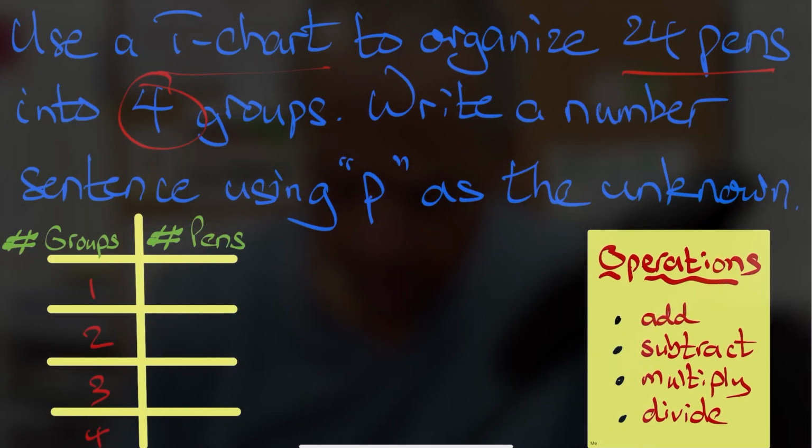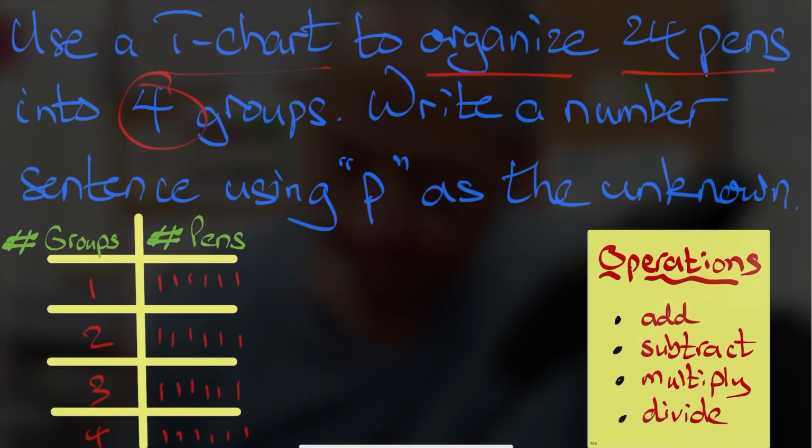So 1, 2, 3, 4, 5, 6, 7, 8, 9, 10, 11, 12, 13, 14, 15, 16, 17, 18, 19, 20, 21, 22, 23, 24. So now I see that I actually have 6 pens in each of the 4 groups. So I know my answer is 6, but the problem doesn't ask me to find the answer. It just says to organize the pens into 4 groups, which I've done with my T-chart.